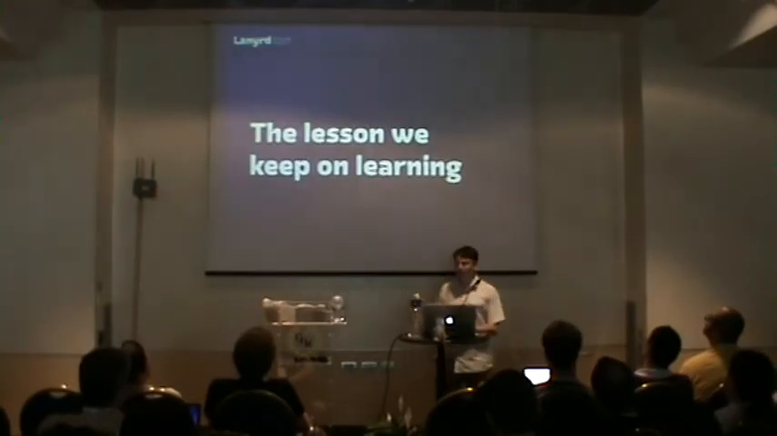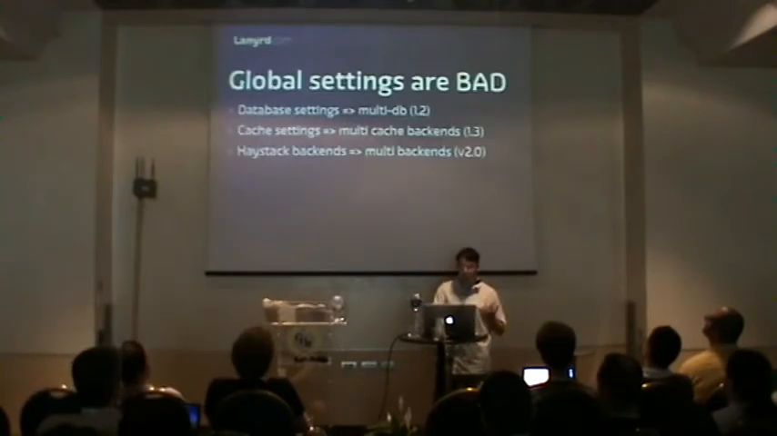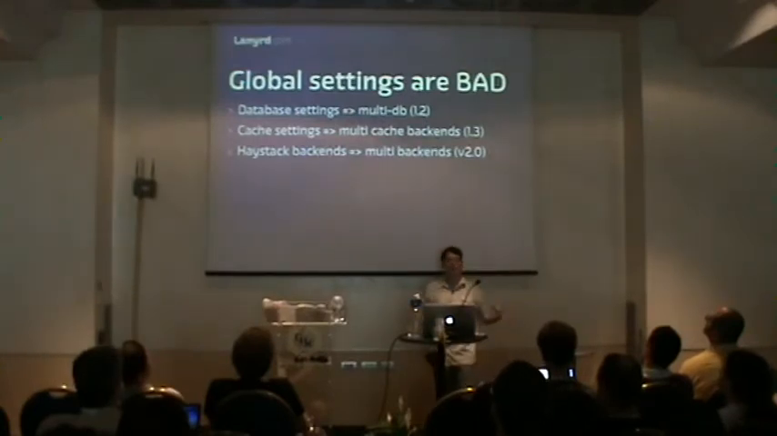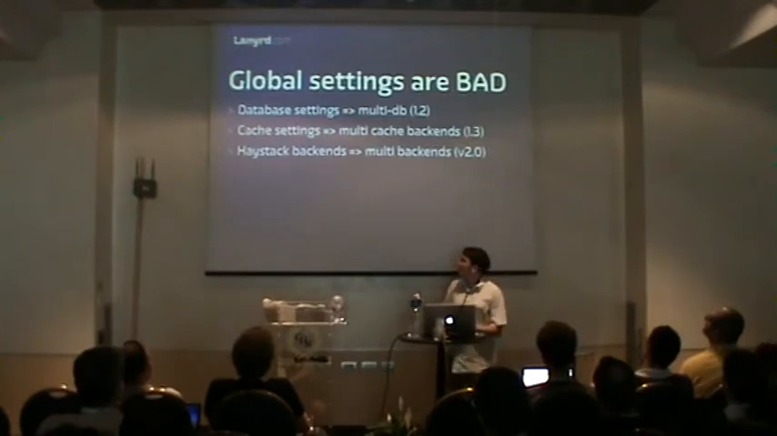I wanted to end on one lesson which I think we as the Django community keep on learning over and over again. It's related to the debug setting, these global settings. In Django 1.1, there was only one place to configure your database. So if you were trying to set up replication where your reads go to one set of databases and your writes go somewhere else, you couldn't really do it without major hacking.